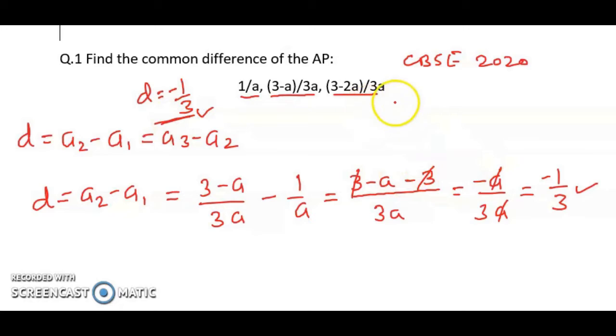You can verify this answer by using the other formula. If you use the formula a3 minus a2, then also you will get the same result, d equal to minus 1 by 3.